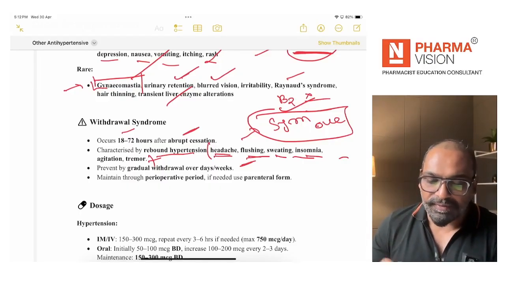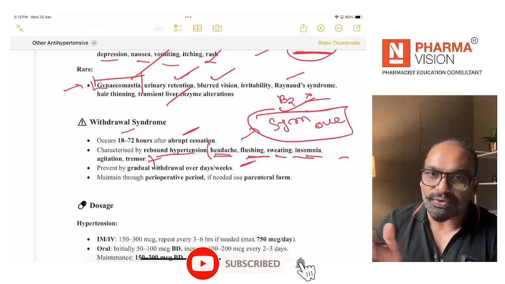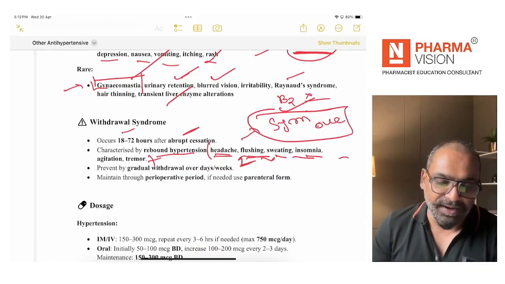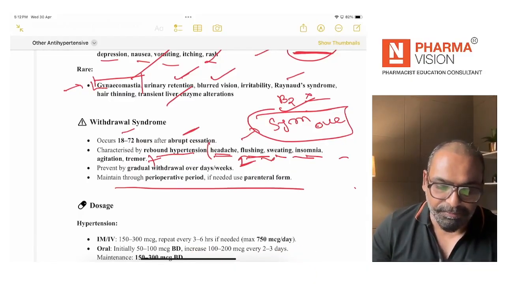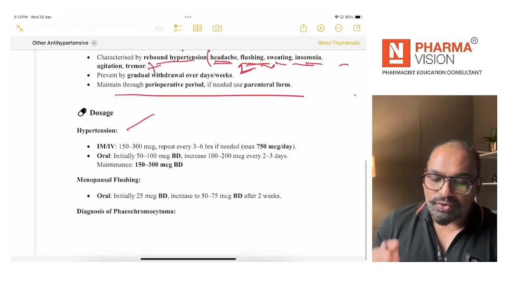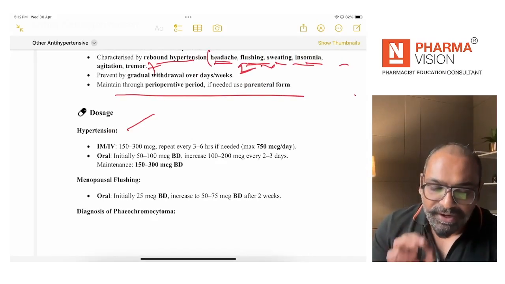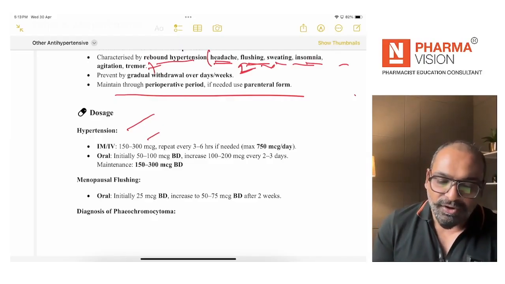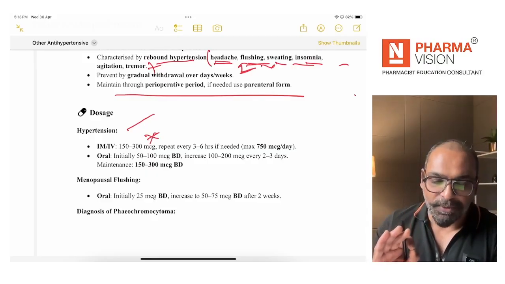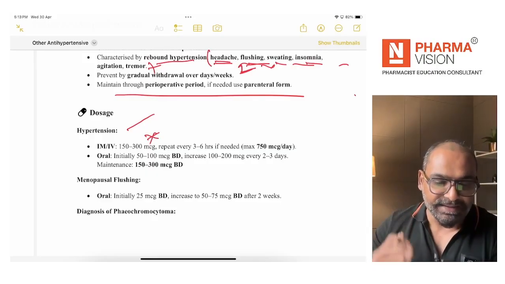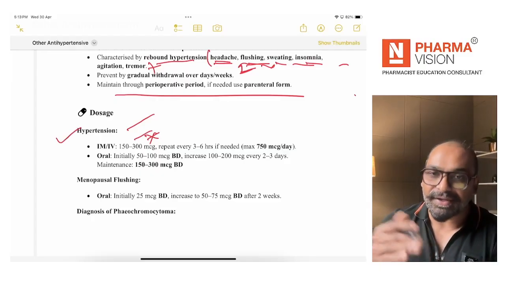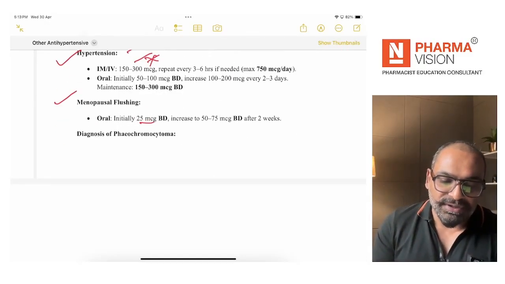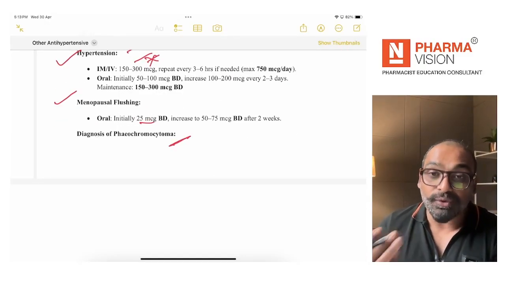With gradual withdrawal over days and weeks, we can allow the noradrenaline level to increase normally, and we can minimize these kinds of side effects. Okay, that's the point. Now, for hypertension, you don't need to remember the exact 150 to 300 microgram dose, repeat this and this. Dose is not important at all at this point in time, but you have to broadly understand that for hypertension, you need to give a higher dose. In menopause patients, you need to give a lower dose. For the diagnosis of pheochromocytoma, you need to give a higher dose.